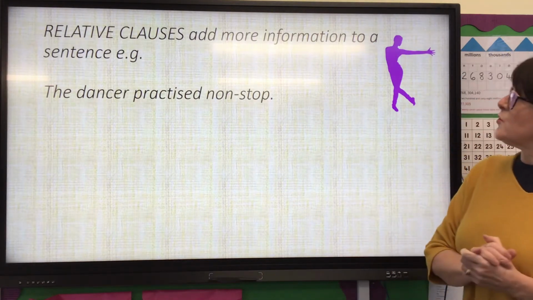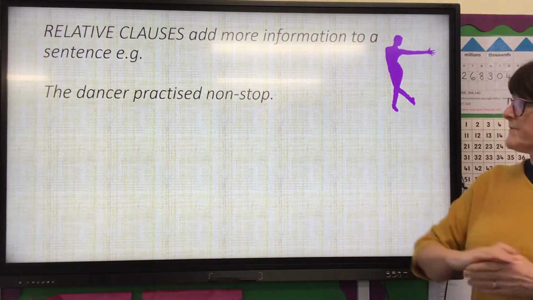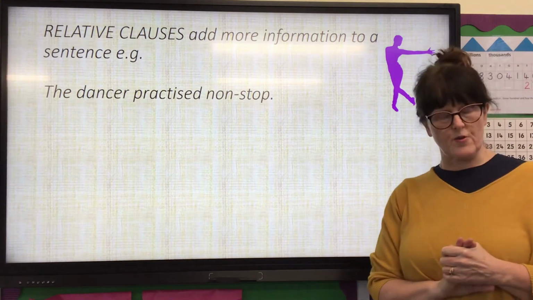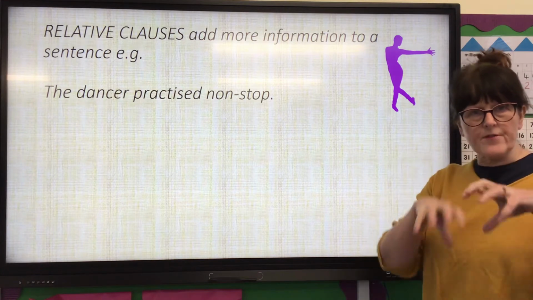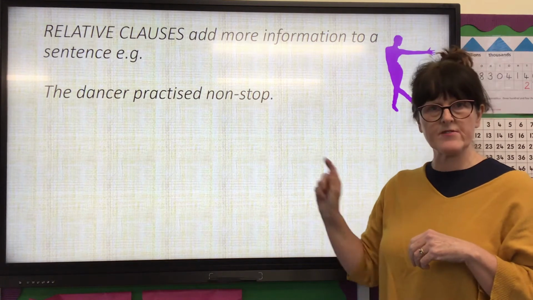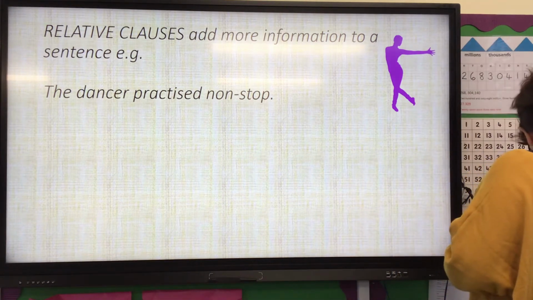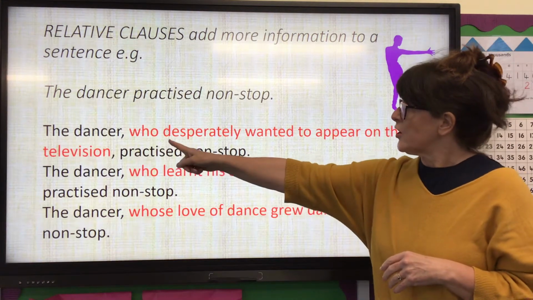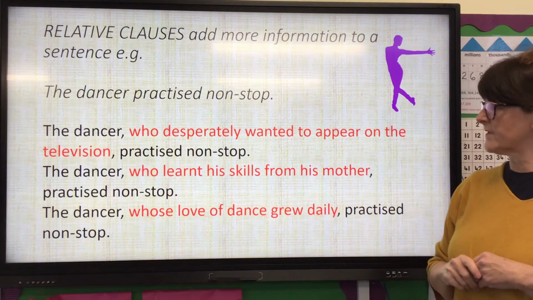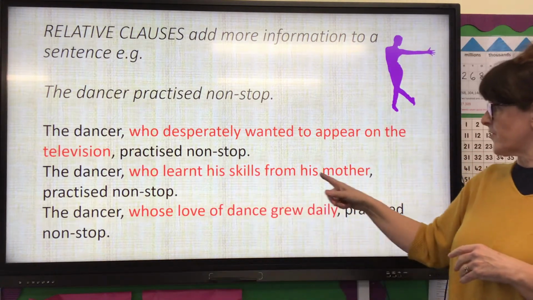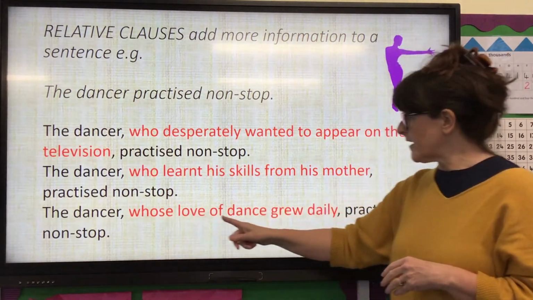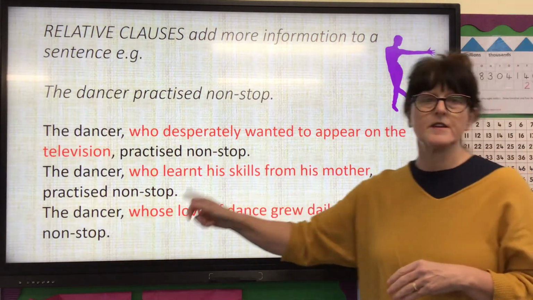As I said, relative clauses add more information to a sentence. Again, I have a perfectly reasonable sentence. The dancer practiced non-stop. But you could add a variety of relative clauses to give us more information about the dancer. Here are some examples. The dancer who desperately wanted to appear on the television practiced non-stop. The dancer who learnt his skills from his mother practiced non-stop. The dancer whose love of dance grew daily practiced non-stop.